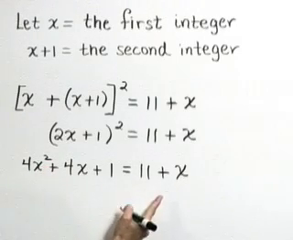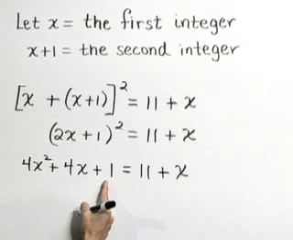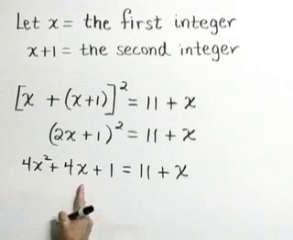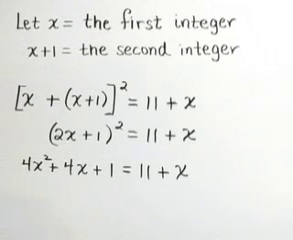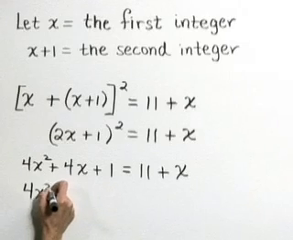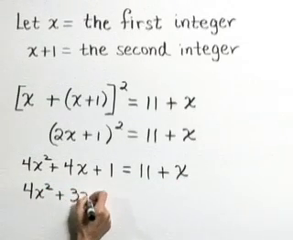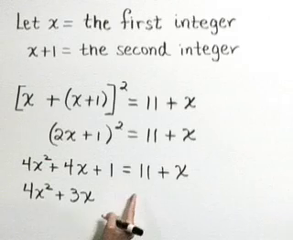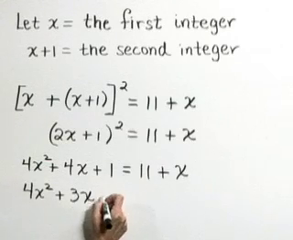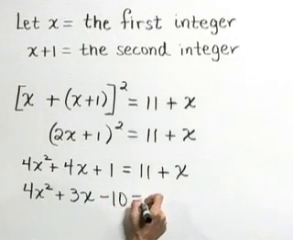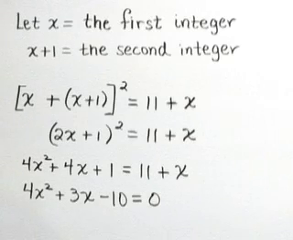Let's put it in standard form by moving things to the left and setting everything on the left equal to 0. We have a 4x squared term. Let's subtract x from both sides to give a positive 3x on the left. Subtracting 11 from both sides gives a minus 10, and that's set equal to 0.